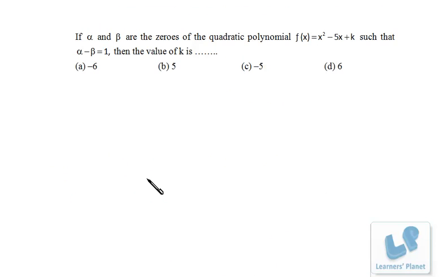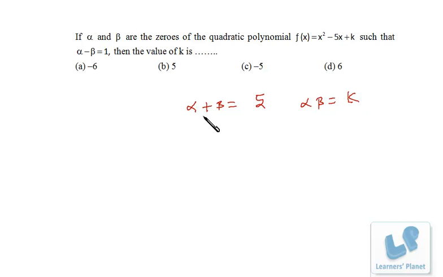Now alpha and beta are zeros of the quadratic polynomial such that alpha minus beta is 1, then the value of k. Now if alpha and beta are zeros, then alpha plus beta will be equal to coefficient of x by coefficient of x square in negative. So it will be 5.